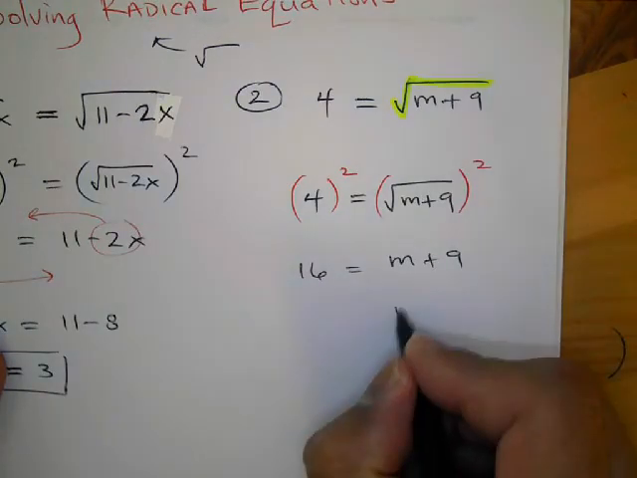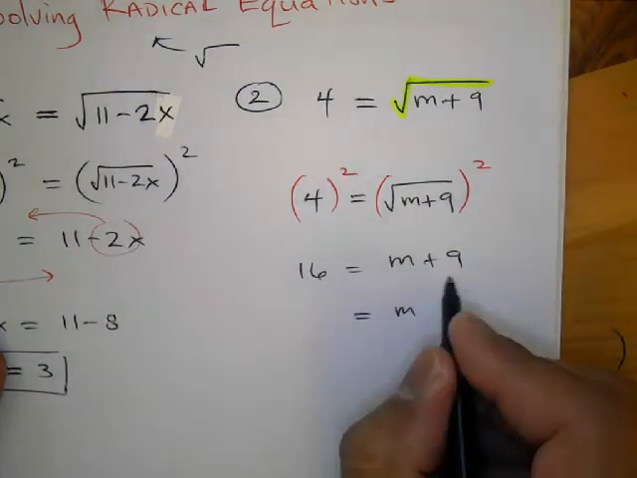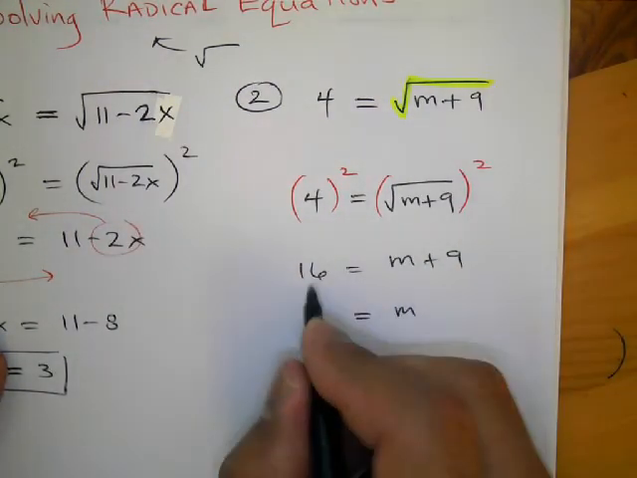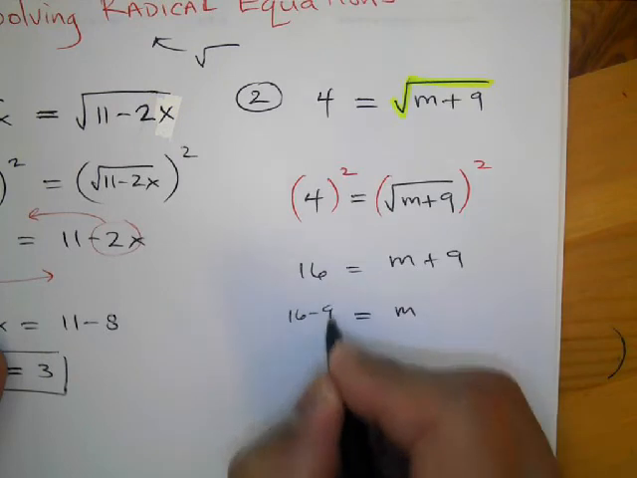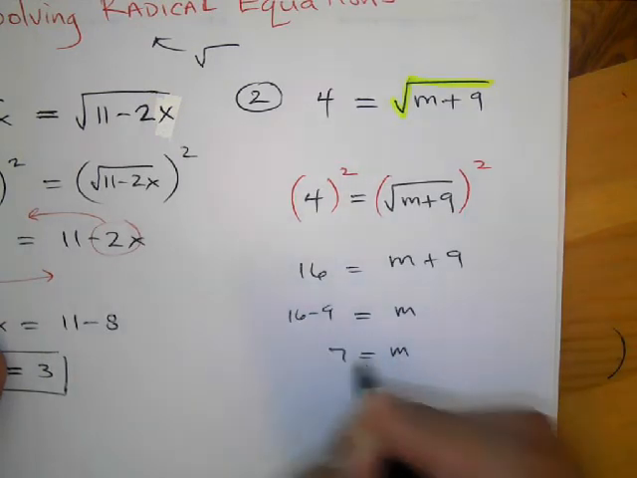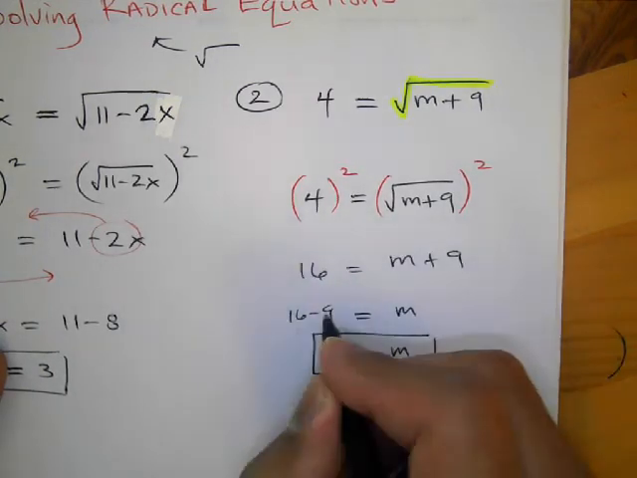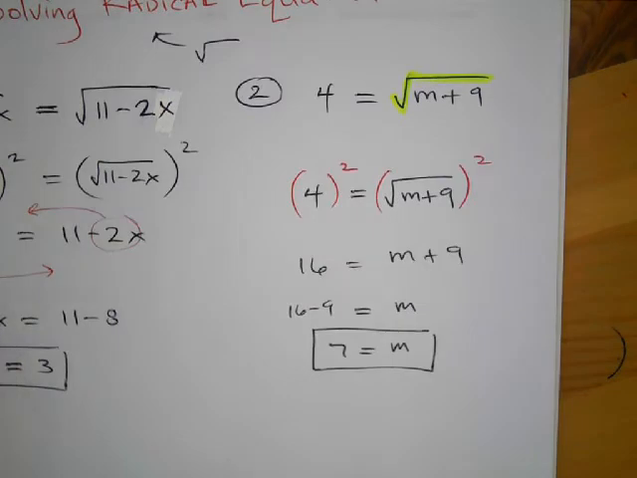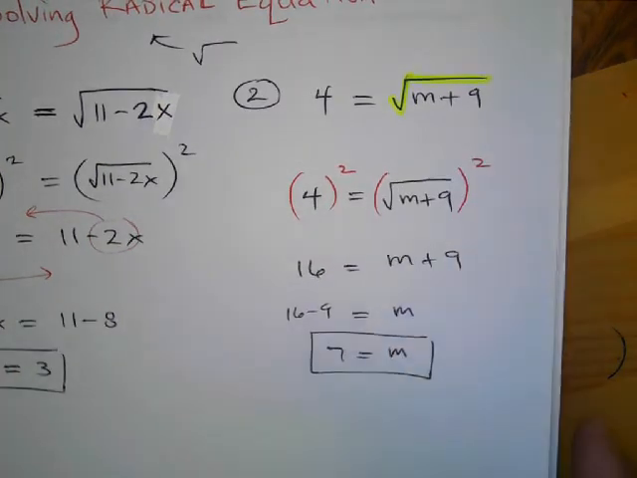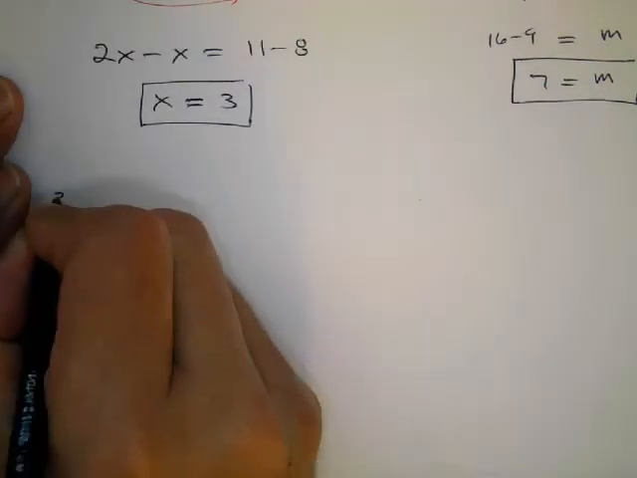And then the solving is easy, right? You're going to get minus 9, minus 9. m is equal to 7, 16 minus 9. That positive 9 moves that way, it's negative. Okay, that one's not too bad, right? Okay, number 3.